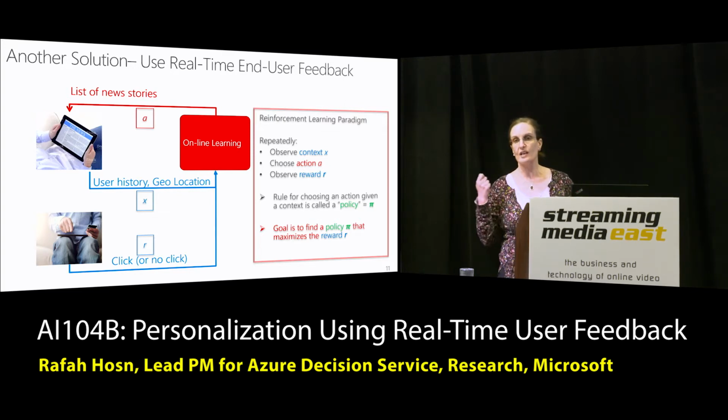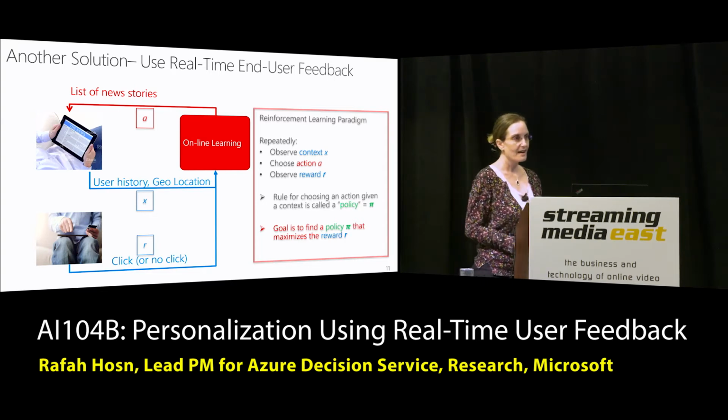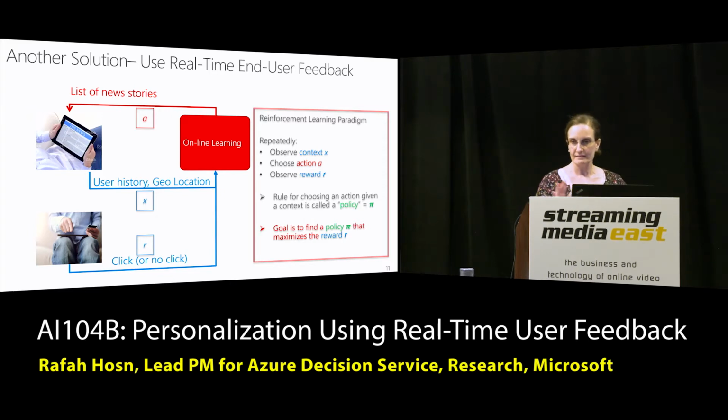It's exactly like teaching a puppy a trick. Every time the puppy does something, you give him a treat. That's a positive feedback. Every time the puppy does something wrong, you say, bad puppy. It doesn't learn from that. It's exactly the same principle. So that's the paradigm that we use for personalization.